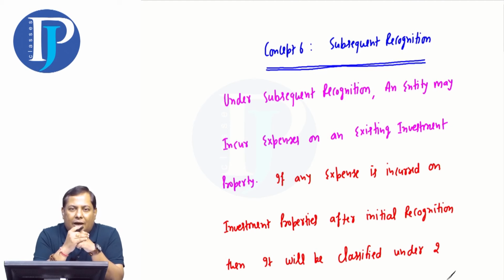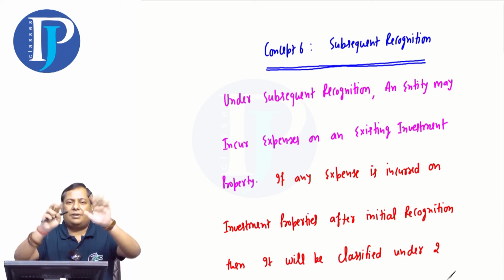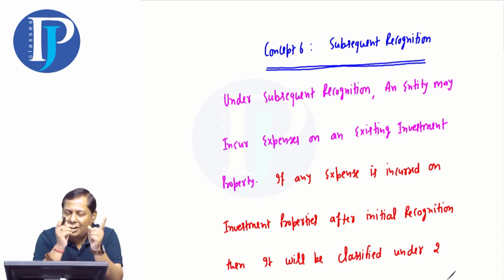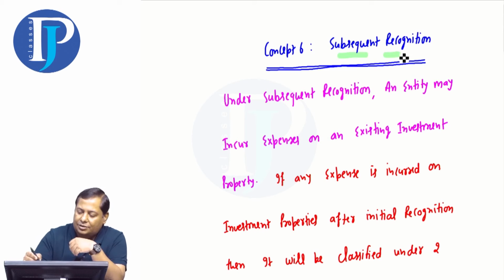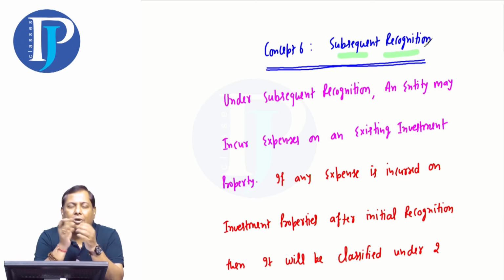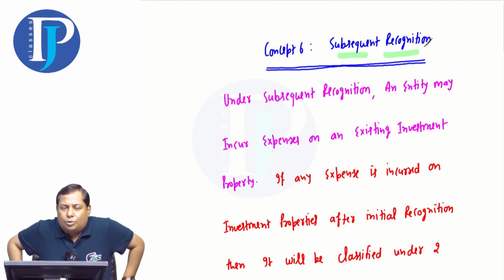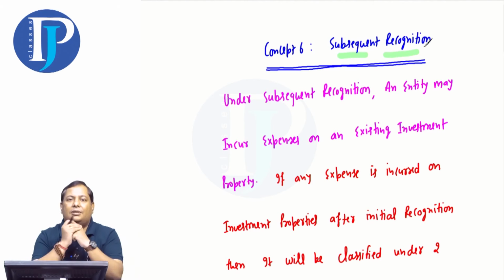Today we will discuss investment properties. Video number 7. I told you in the last video that we had started concept number 6, subsequent recognition. In subsequent recognition, there are two things you should keep in mind. First is repairs and the other is replacement. After we buy the property, if we make any subsequent expenditures, we deal with that in subsequent recognition.